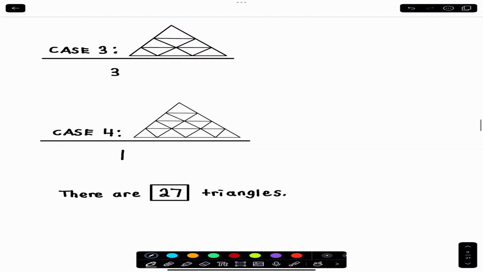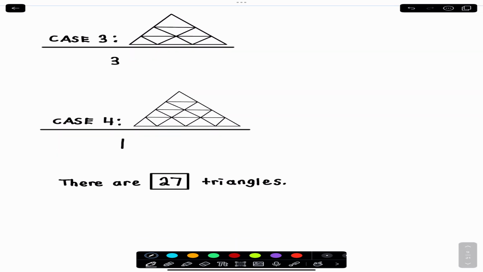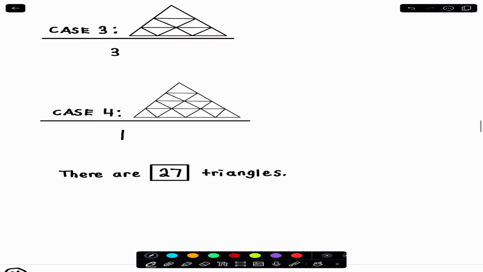So I hope by now you're getting used to casework and you see what it is all about. Counting things in a logical, organized fashion.